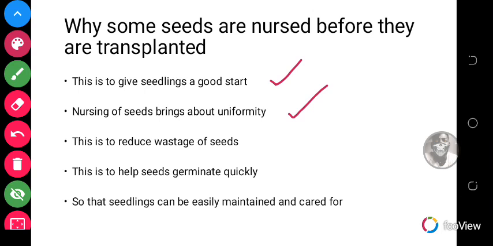Because you don't want to do any trial and error, as in try some seeds and see when they work before you plant them, and time will tell which ones will grow to harvest. It's important to nurse them.